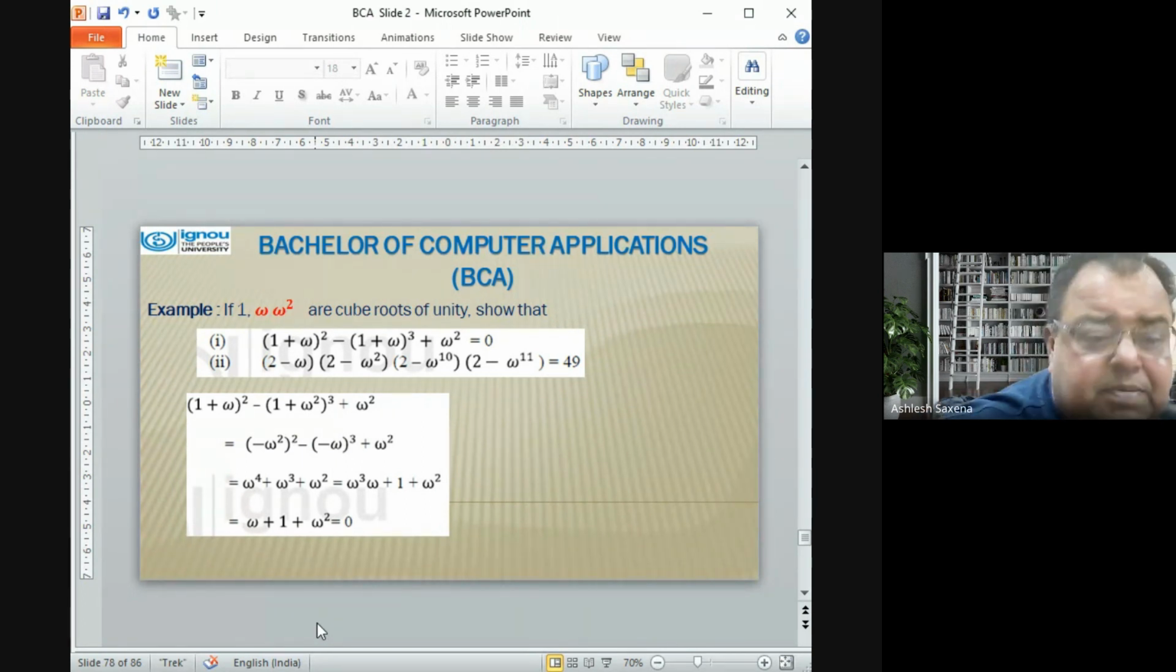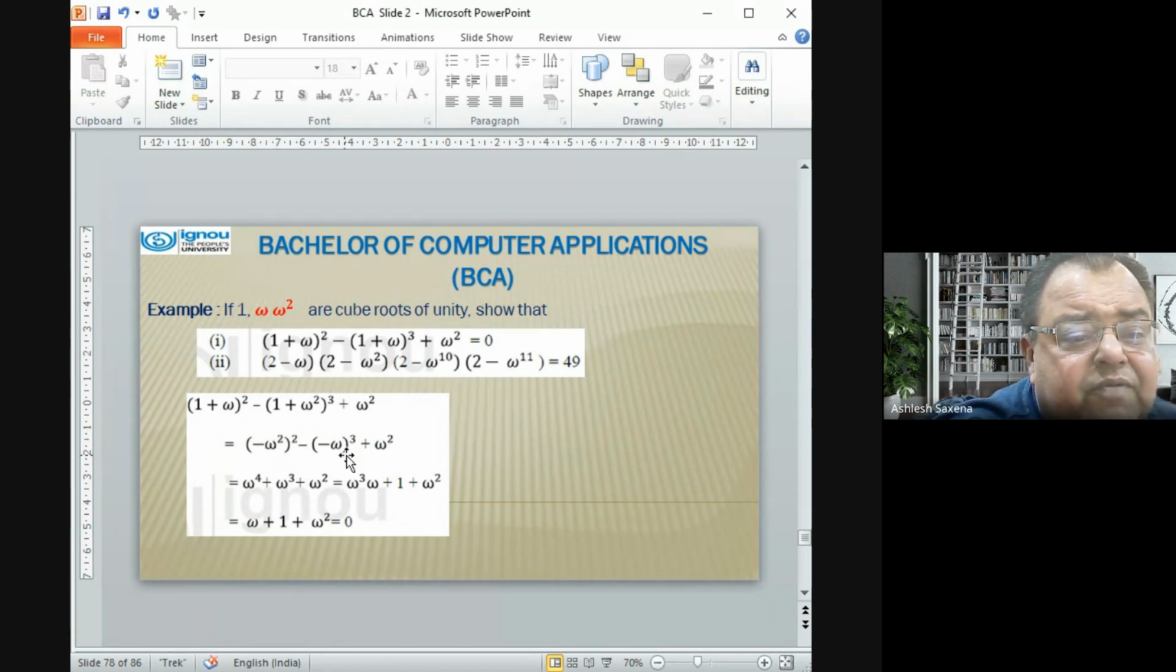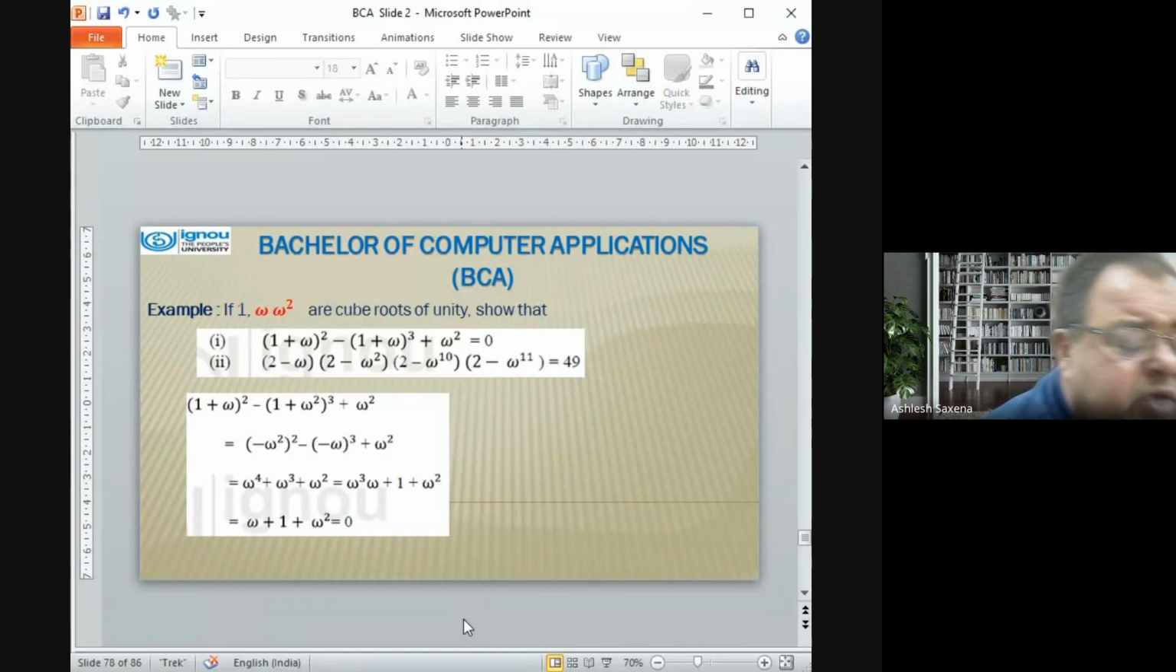When you open this part, you will get omega power 4, because minus to the power 2 is plus 1. This is omega 4, this is omega cube with plus sign, and this is omega square. Now take omega common. Converting omega 4 into omega cube into omega, we get omega times 1, since omega cube is 1, and omega square will remain as it is. So it will become 1 plus omega plus omega square, which is nothing but equal to 0.